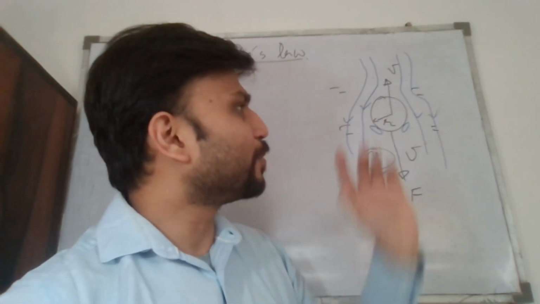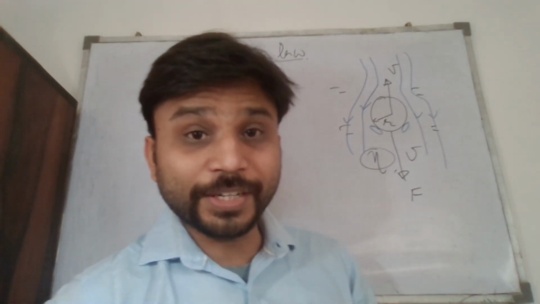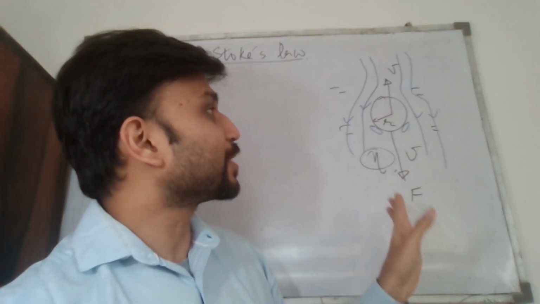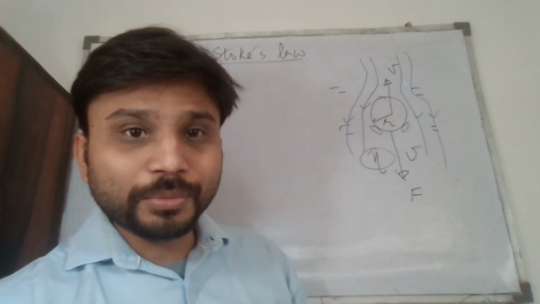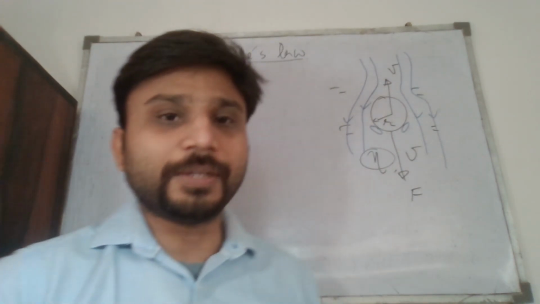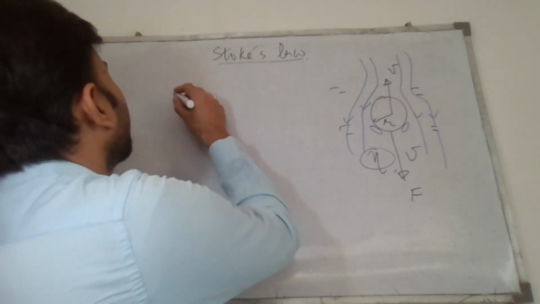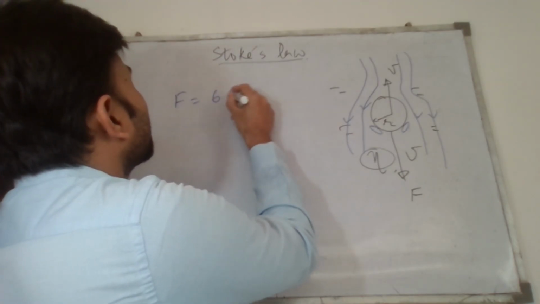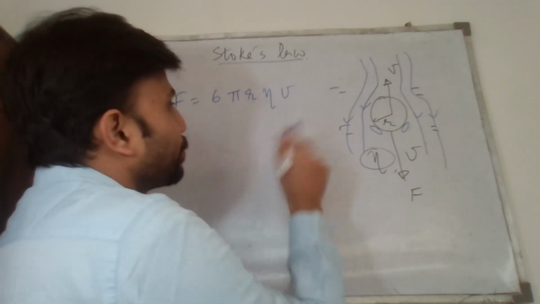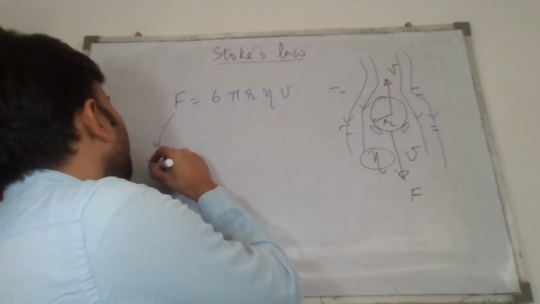There would be some additional forces generated because of the rotation of the ball. That is the Magnus effect. But for our case, let us see what is the force acting because of the linear motion of the ball. That force is given by Stokes' law. F is equal to 6 pi r eta v. Pretty typical formula.